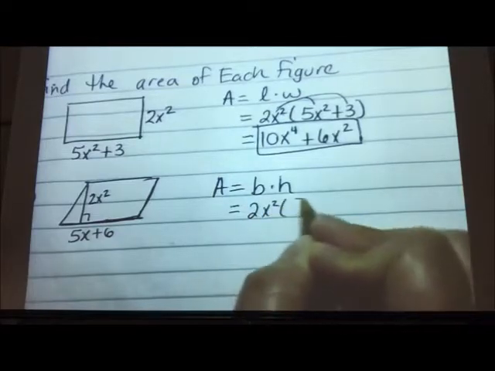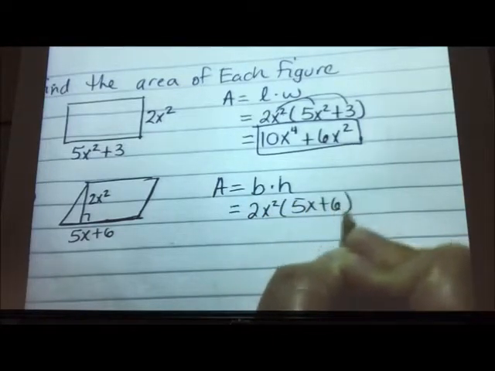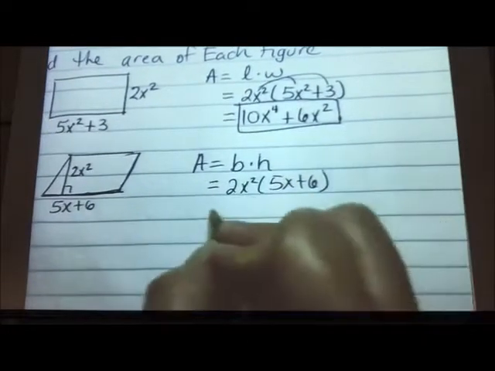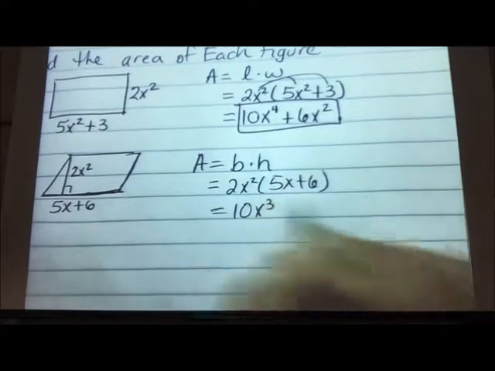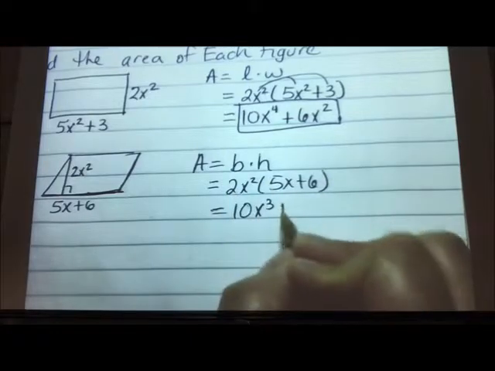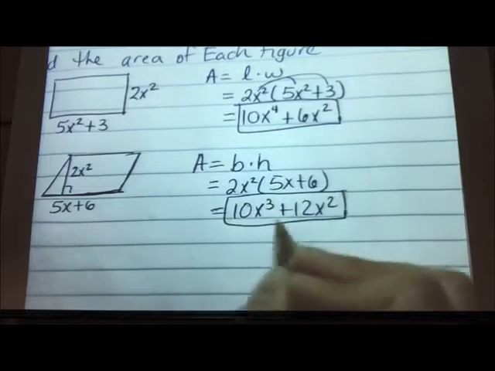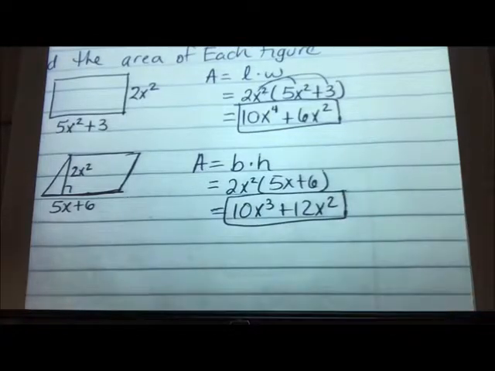2x squared times 5x plus 6. What's 2x squared times 5x? That becomes a 10x cubed. 2x squared times 6, 12x squared. You can't combine those because one's cubed and one is squared, and that's it.